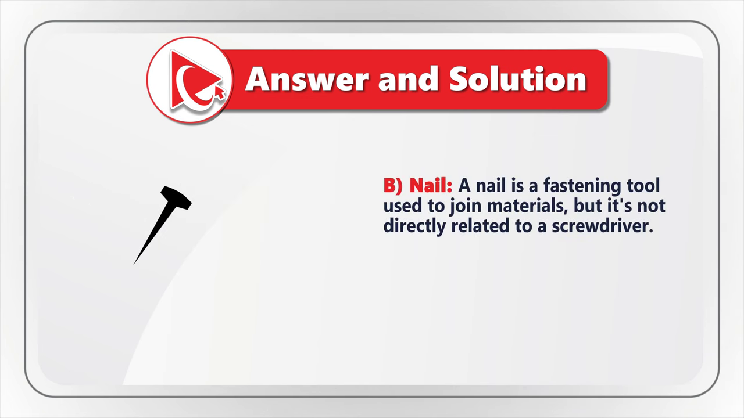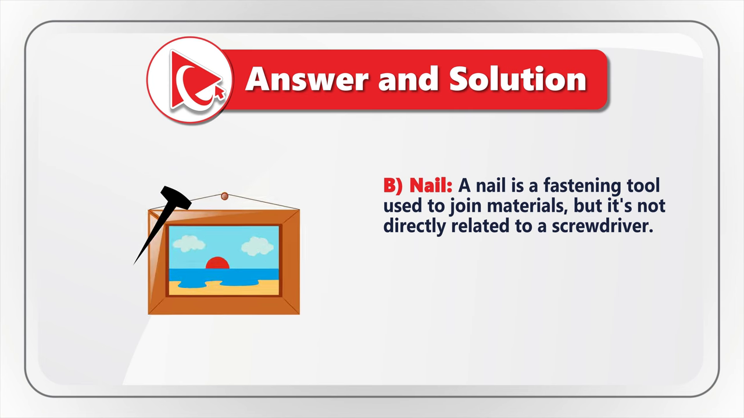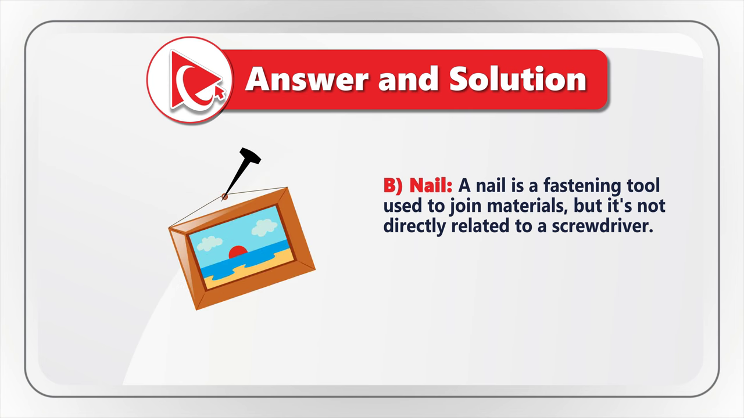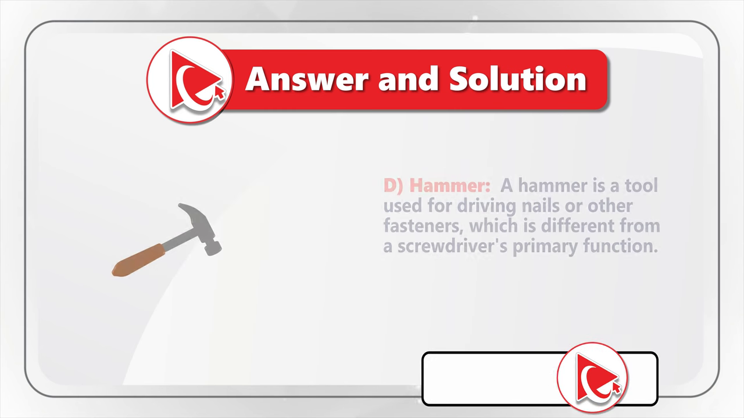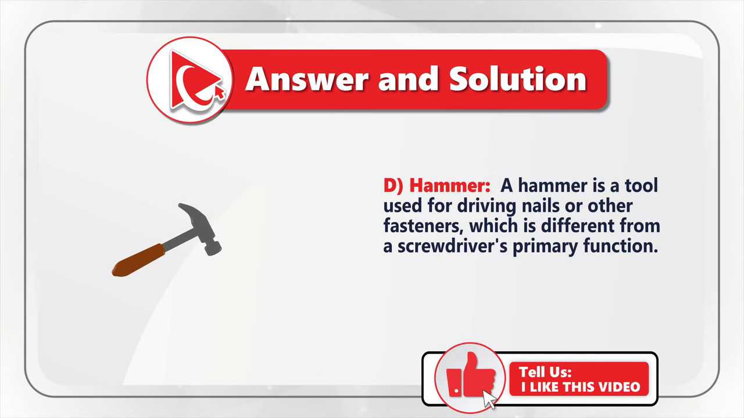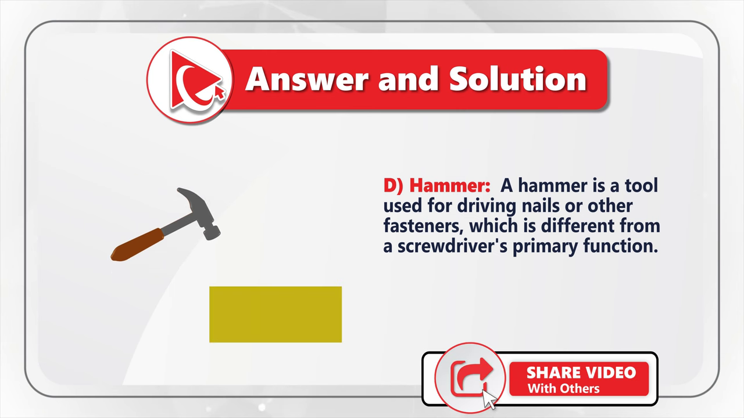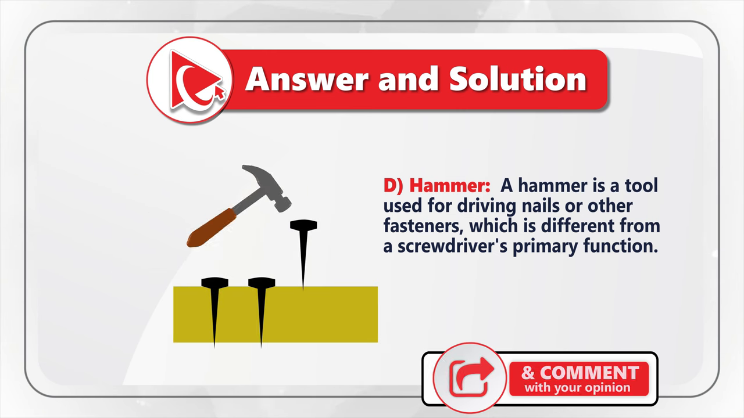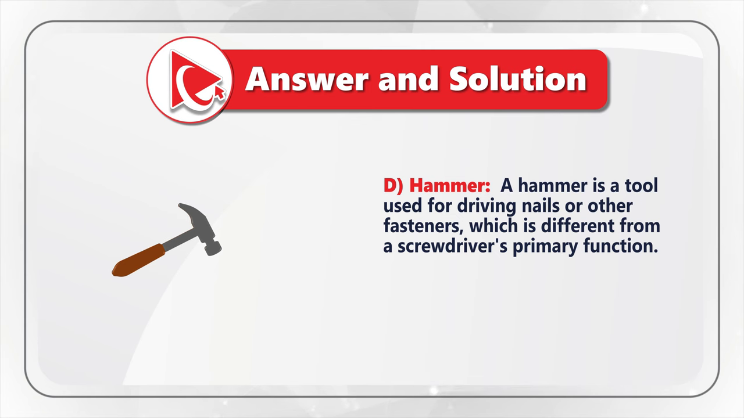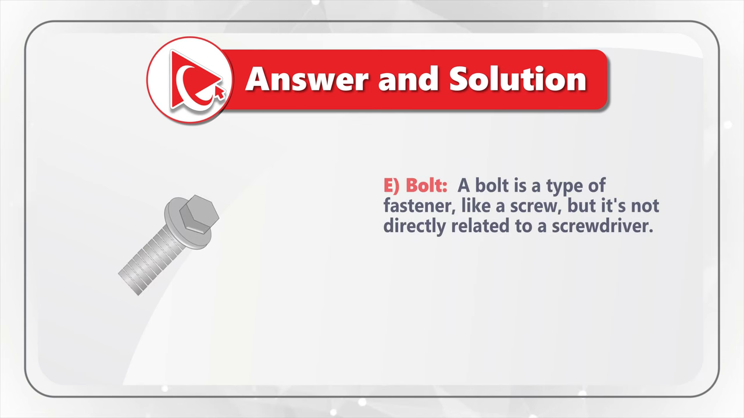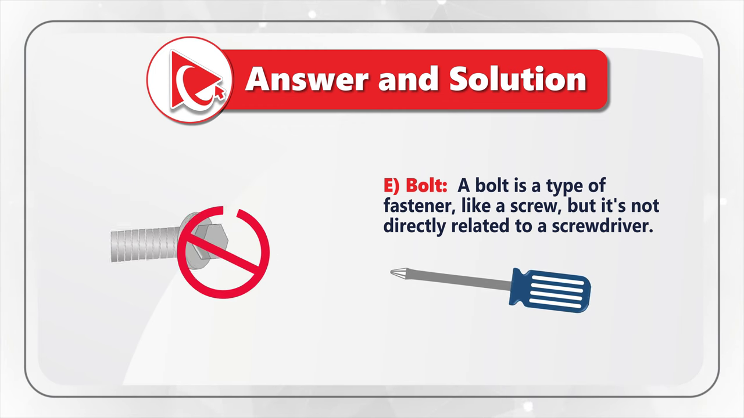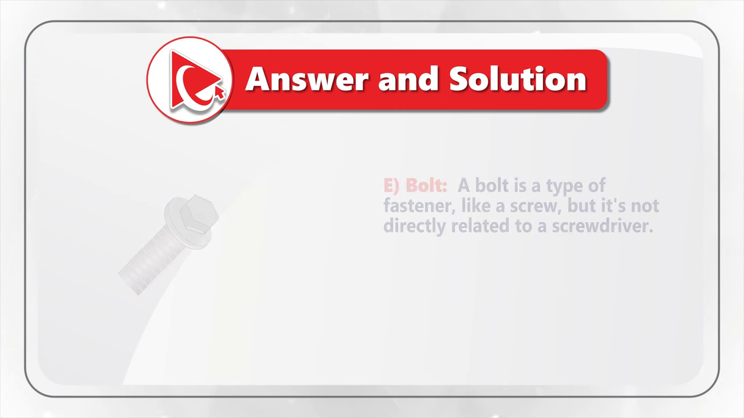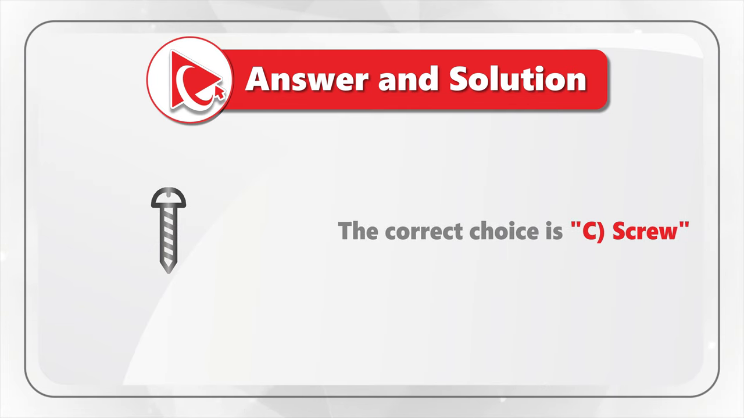Choice B is a nail. A nail is a fastening tool, which is used to join materials, but it's also not directly related to the screwdriver. Choice D is a hammer. A hammer is a tool that's used to drive nails or other fasteners, which is different from a screwdriver's primary function. And choice E is a bolt, which is a type of fastener, like a screw, but it's not directly related to a screwdriver. So, as you might have guessed, the correct answer here is choice C, screw.